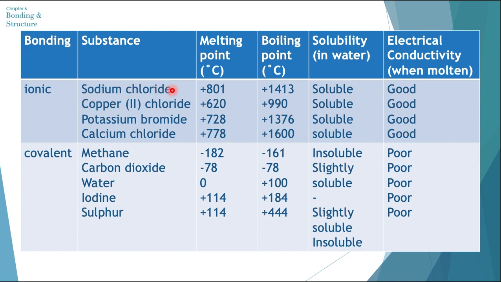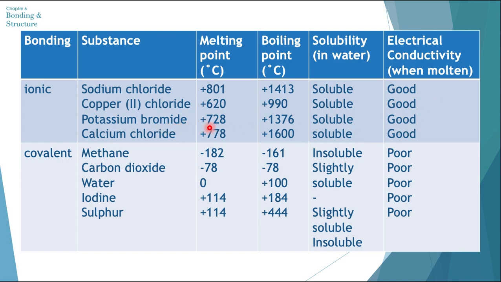We have sodium chloride. The ionic substance is not a molecule. Its melting point is 801 degrees centigrade and boiling point is 1413 degrees centigrade. Sodium chloride is soluble in water and is a good electrical conductor. Copper 2 chloride actually has a melting point of 320 degrees centigrade and a boiling point of 990 degrees centigrade and is soluble in water and a good conductor.